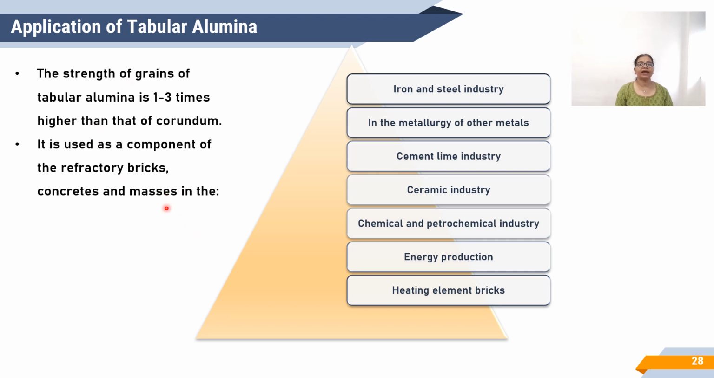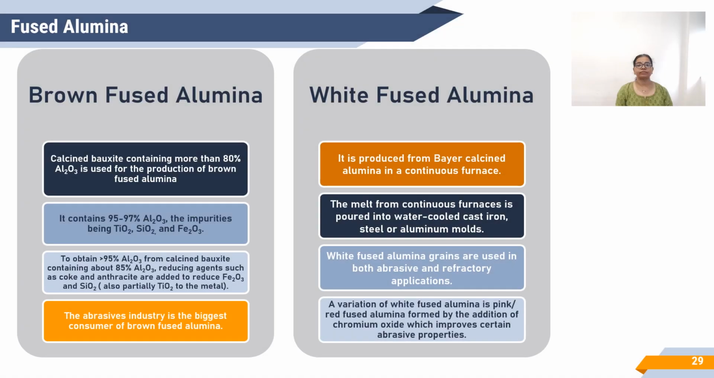As it is very hard, the strength of the grains of tabular alumina is 1 to 3 times higher than that of corundum, and hence it is used as a component of refractory bricks, concretes and masses in the iron and steel industry, in the metallurgy of other metals, cement and lime industry, ceramic industry, chemical and petrochemical industry, in energy production and heating element bricks.